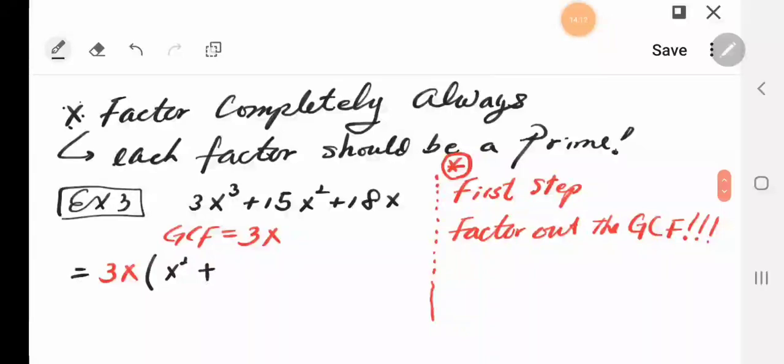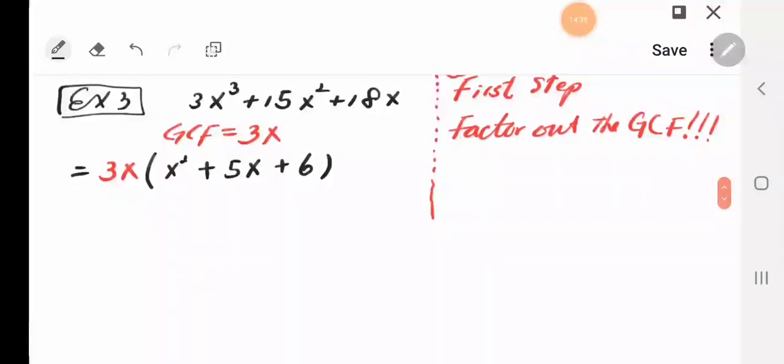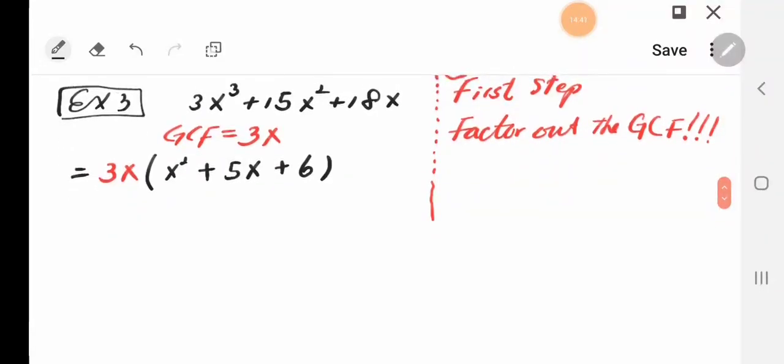The second term is 3 times 5, which is 15x. 18 is 3 times 6. And x went out. So we have this. So this is a product of 3x and a trinomial. As you see this trinomial, is it factorable? x squared plus 5x plus 6? Well, we don't know because we haven't tried whether we can factor this. So let's try this trinomial, using the method we just learned today.